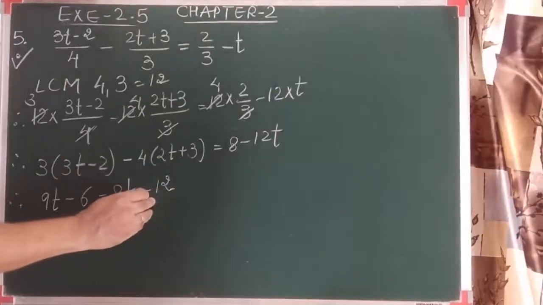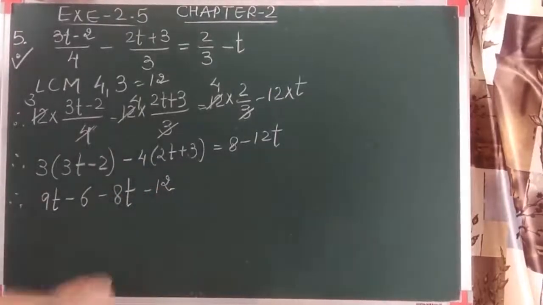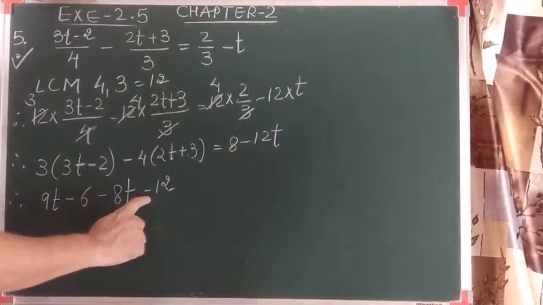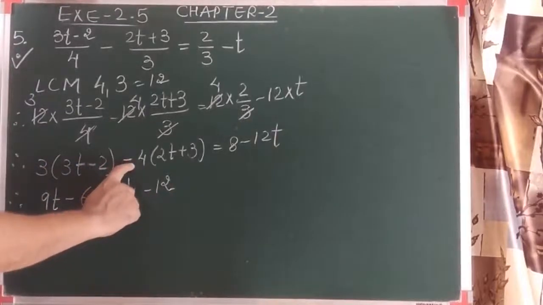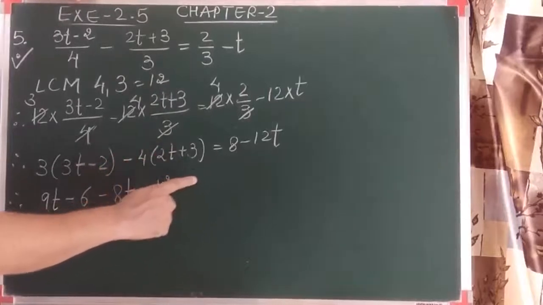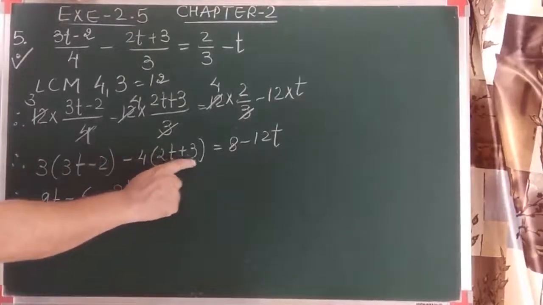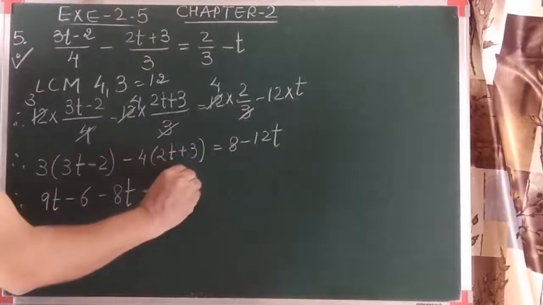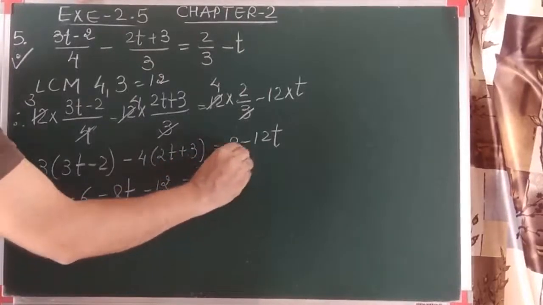Remember students, this is the step where maximum students make the mistake. They are not changing the sign because they don't know that they are multiplying with minus sign. When we are multiplying with a minus term, we know that we have to change the sign of both the terms. This as it is, 8 minus 20.